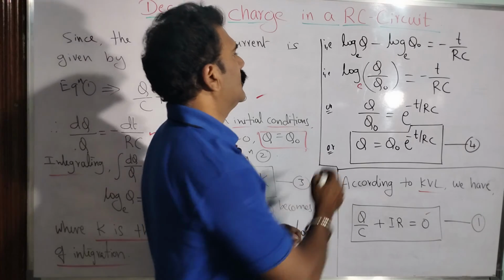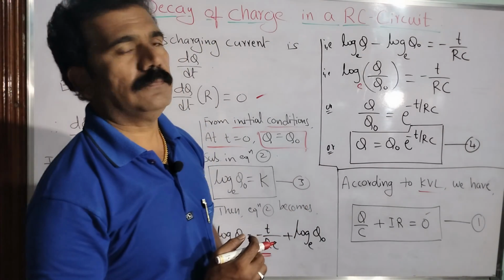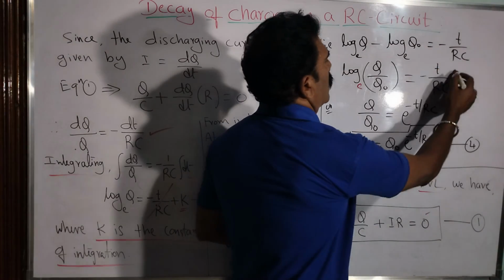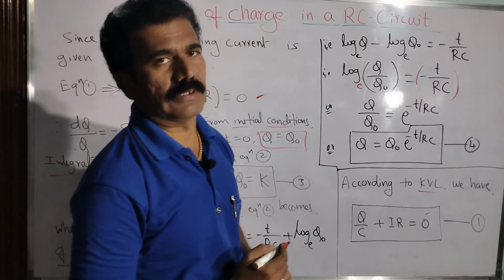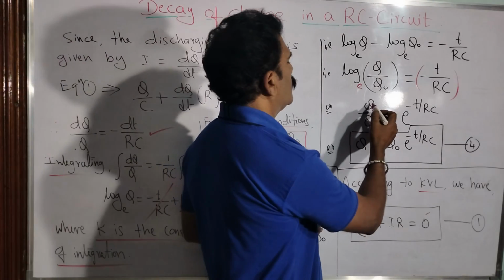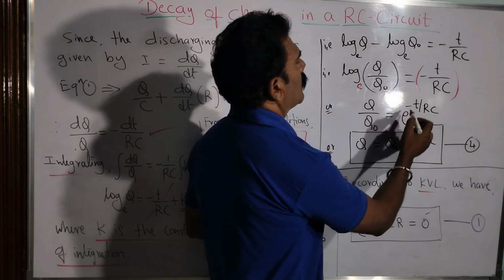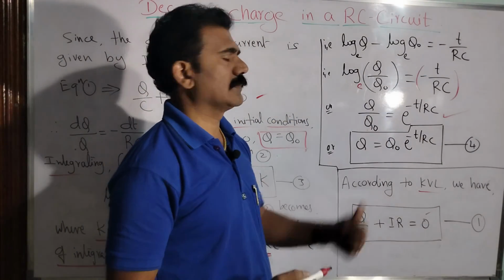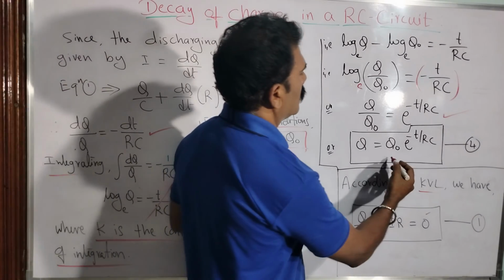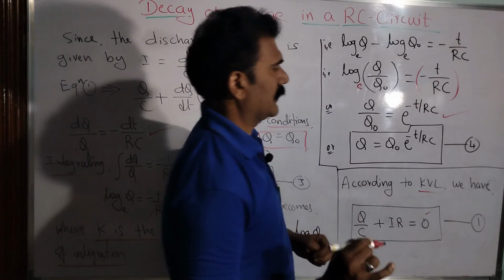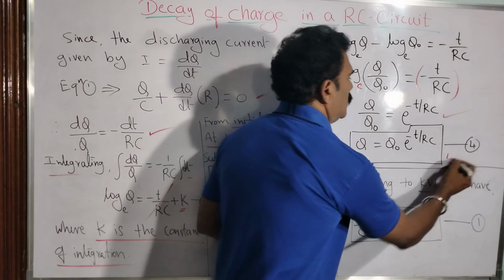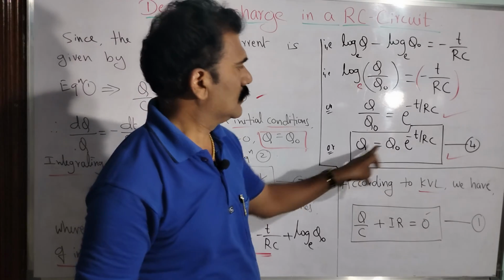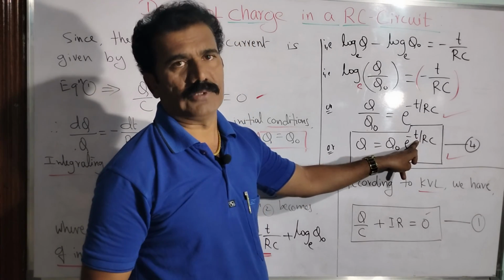Now you have to eliminate the log term, isn't it? How do you eliminate the logarithmic term? If you take the log term to the right-hand side, the entire term minus t by RC becomes the exponential term. Correct? Therefore you can write q by q naught is equal to e to the power of minus t by RC. The next step is cross multiplication: q is equal to q naught into e to the power of minus t by RC. This equation 4 is the expression for how the charge varies in the capacitor with respect to time t in the transient period.